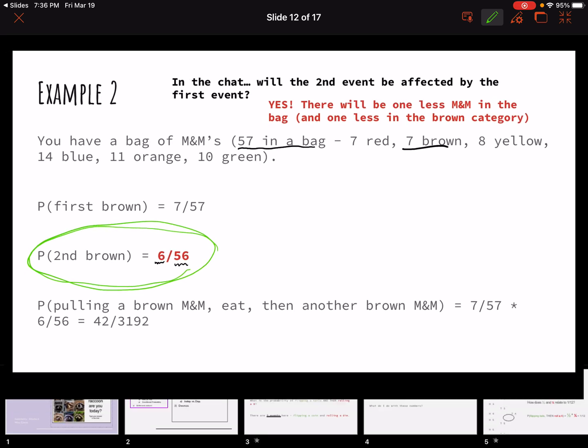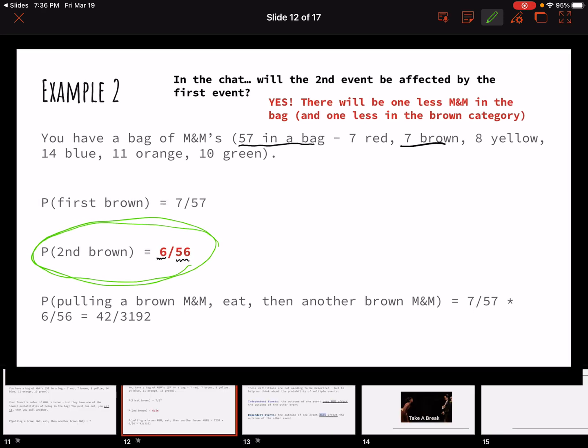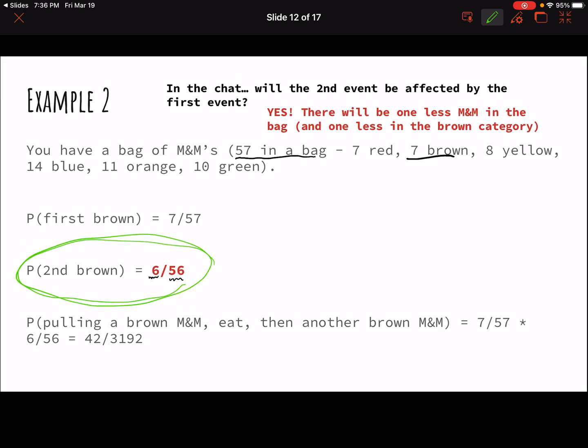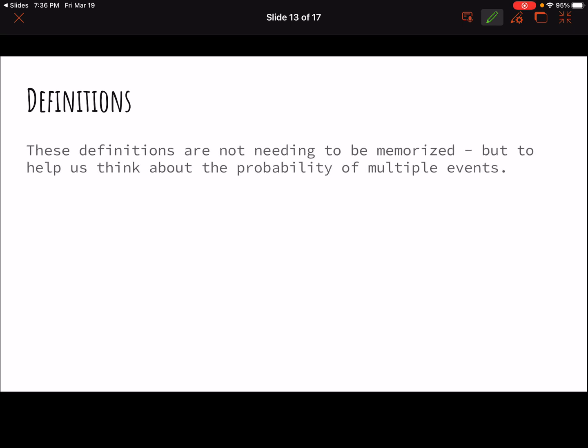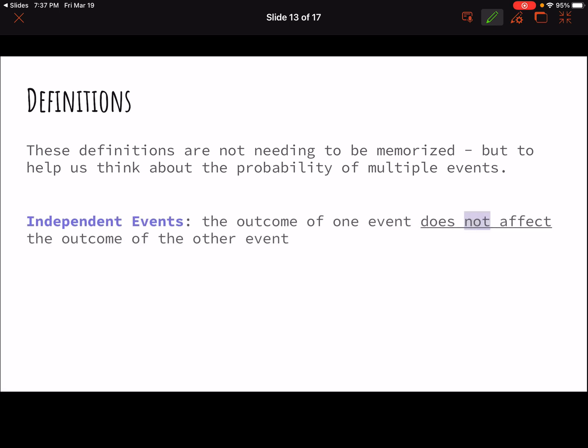So the last and final thing that we need to talk about is the definitions, which are about the words independent and dependent. What we mean here is, was that second event affected? Yes or no? These aren't terms that we need to memorize necessarily, but we should talk about them nonetheless because we might use them in later videos. So an independent event is when the outcome of the first event does not affect the outcome of the other event, or the second event.